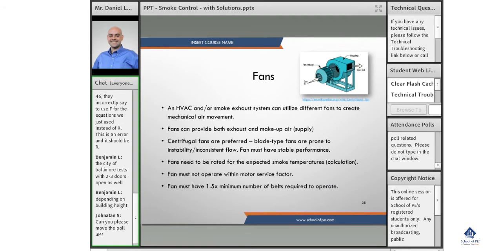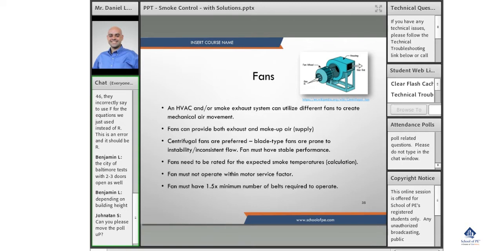So the fans are important because the HVAC system and the smoke exhaust system can use different fans to create different mechanical air movements. Your fans can provide both your exhaust and your makeup air, your supply air. Typically, centrifugal fans are preferred. Blade type fans are usually prone to instability or inconsistent flow, especially in windy or other atmospheric conditions where that entering wind is unstable and inconsistent.